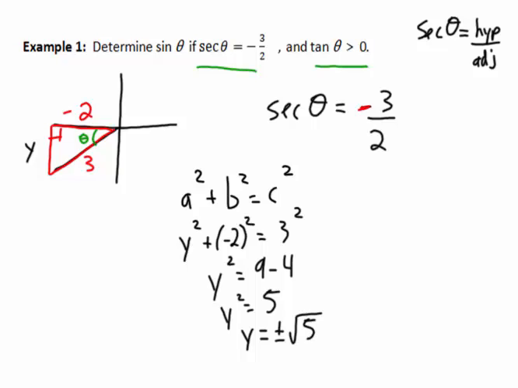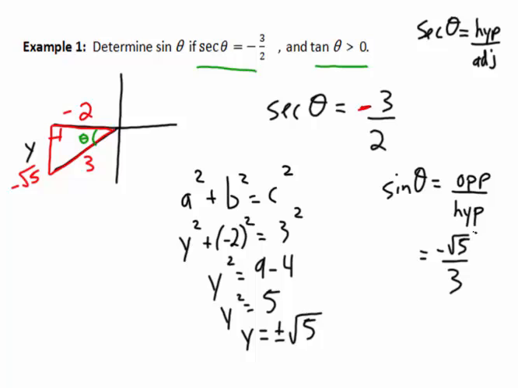But what we have to recognize in our question is it's negative root 5 because we're in the negative y direction. So now that we have our value for y, we can find any of our trig ratios. What we're actually trying to find is the sine of the angle. And the sine of the angle is, again, go back to SOHCAHTOA, opposite over hypotenuse. The opposite in this case is negative root 5, and the hypotenuse is 3. And there's our solution. The sine of theta is negative root 5 over 3.